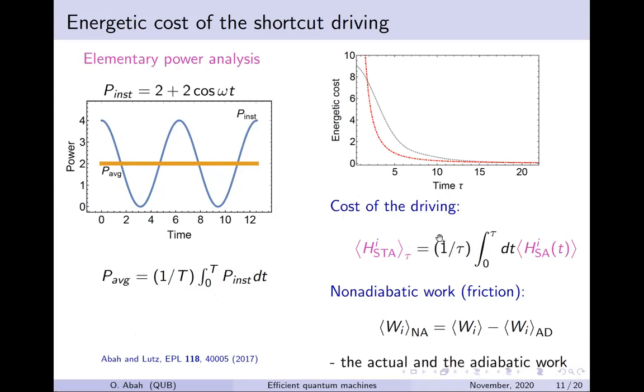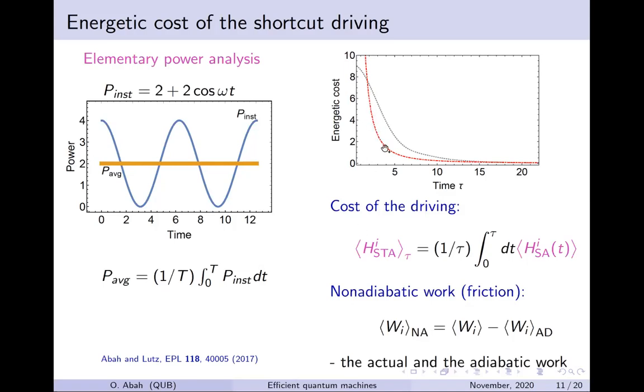And this means the cost is in the same form which we use to characterize our refrigerator and other thermal devices. If we compare this with what we call the non-adiabatic work, we see that in a very short time, the blue, the red line is greater than the gray, which is the non-adiabatic work. That's the friction. So in a very short time, it is actually a very huge cost to perform this kind of shortcut protocol.